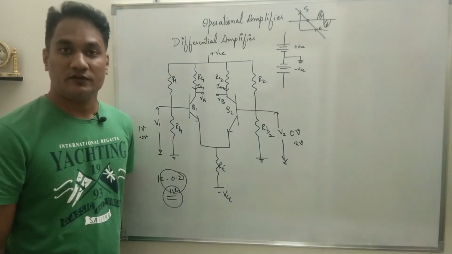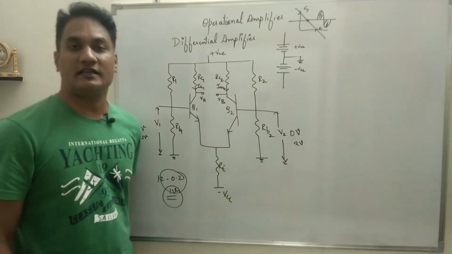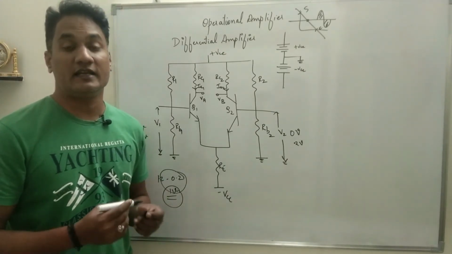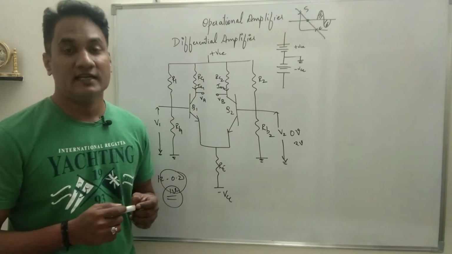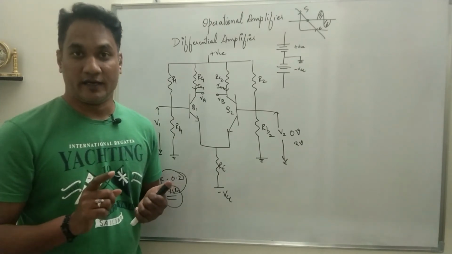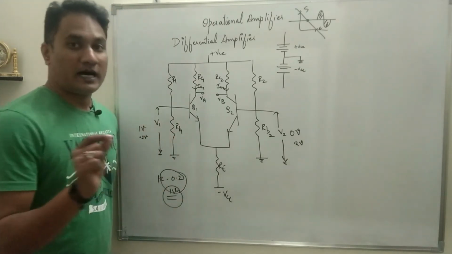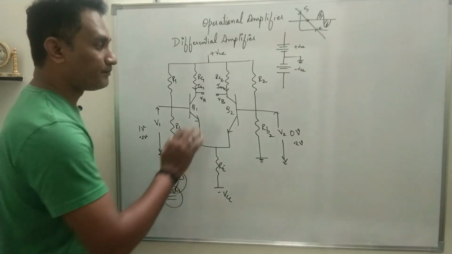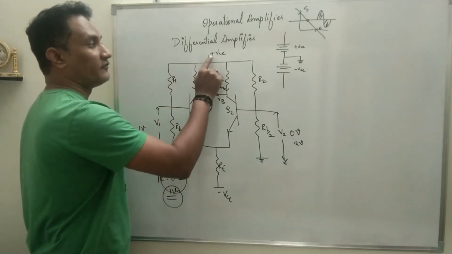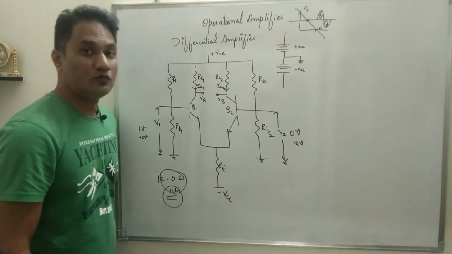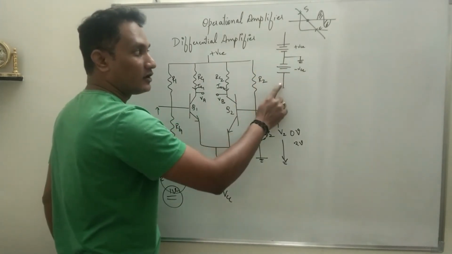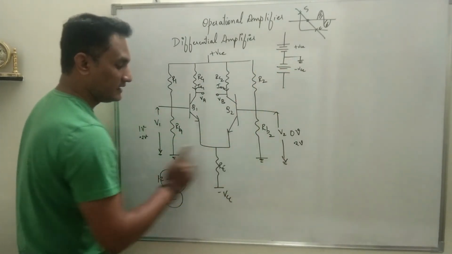I hope you have understood. Okay, so both the disadvantages of the direct coupled amplifier are removed by using a differential amplifier. Now the second part, again very important, is that instead of one power supply we are using two power supplies, and the common terminal of these two will be connected as ground.